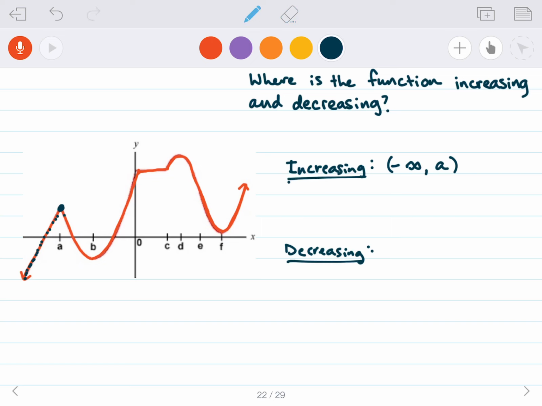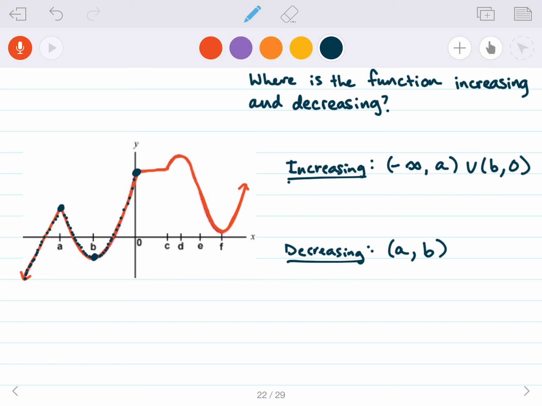Okay, then at a it starts to dip off, so the height's getting smaller and smaller as time goes on, and it's decreasing until x equals b. So it's decreasing from a to b, our x values, and then it starts increasing again. It starts increasing at b all the way up to x equals 0. So we're going to union this from b to 0.